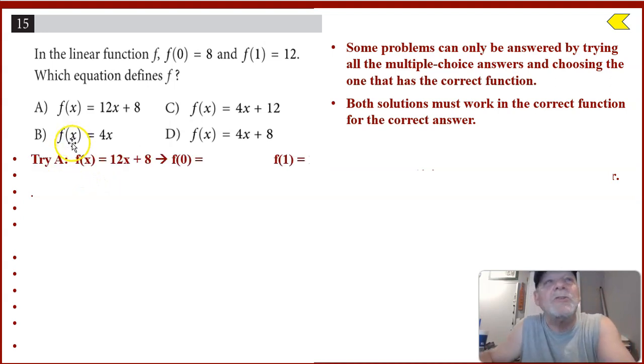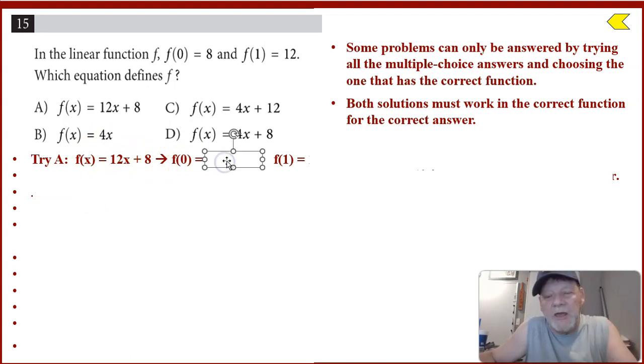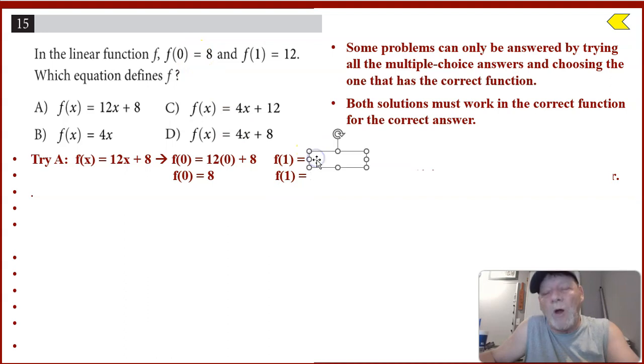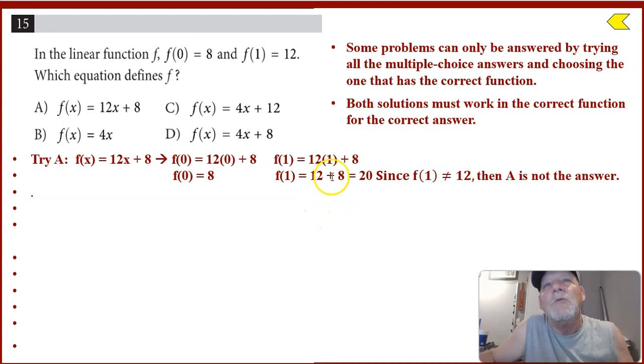So let's just start with A. We have f of x equals 12x plus 8. You plug in f of 0, and you get 12 times 0 plus 8, which gives you 8. Well, that's what it says it should give you. Then we plug in f of 1 in that 12x plus 8. So it's 12 times 1 plus 8. Well, 12 times 1 is 12, plus 8 is 20, but it said up here that f of 1 is 12. So A cannot be the answer. I just ruled one of them out.